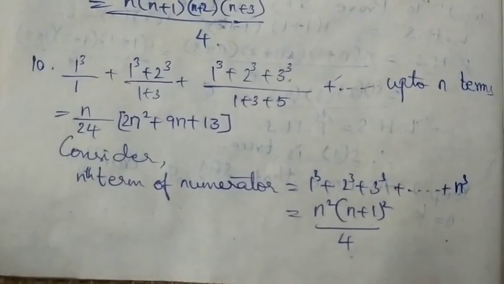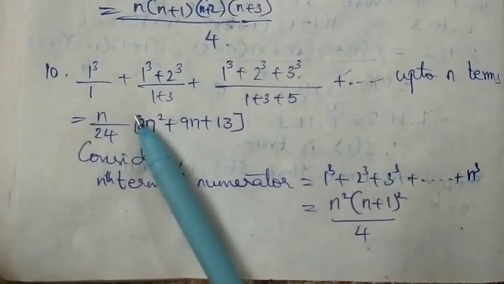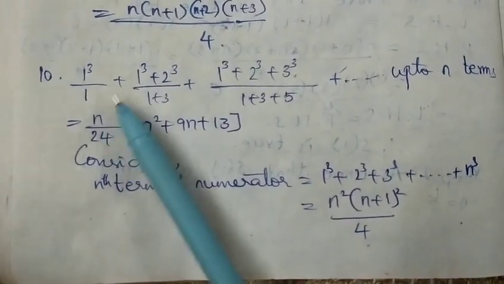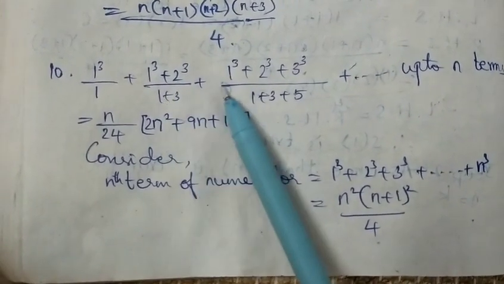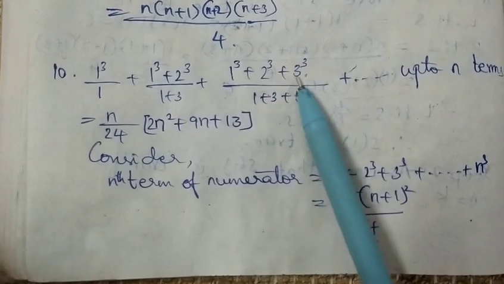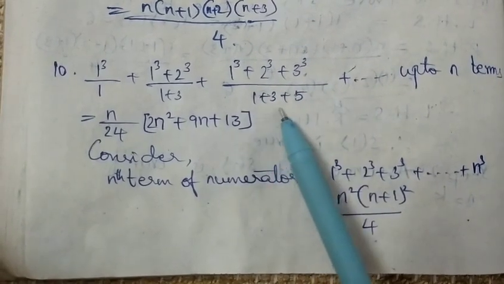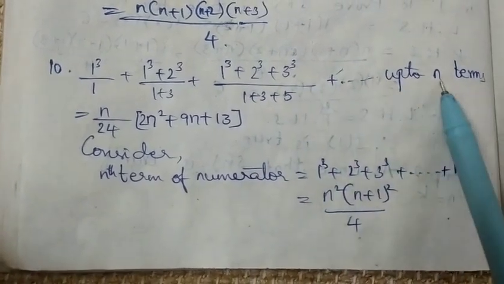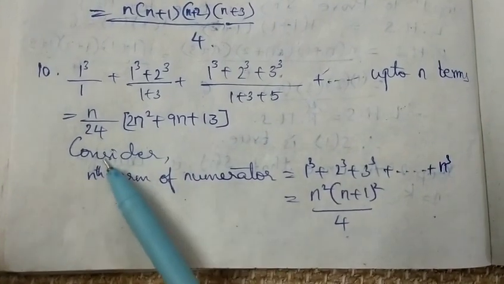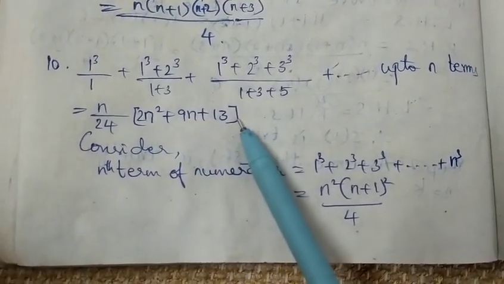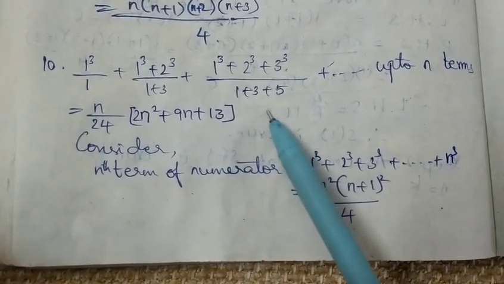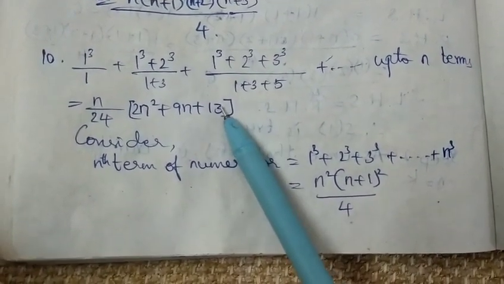Hi everyone, let's check on another question on mathematical induction, that is 1 cube by 1 plus 1 cube plus 2 cube divided by 1 plus 3 plus 1 cube plus 2 cube plus 3 cube divided by 1 plus 3 plus 5 up till n terms is equal to n divided by 24 into 2n square plus 9n plus 13. Okay, so we have to prove whether this statement is true by mathematical induction or not.